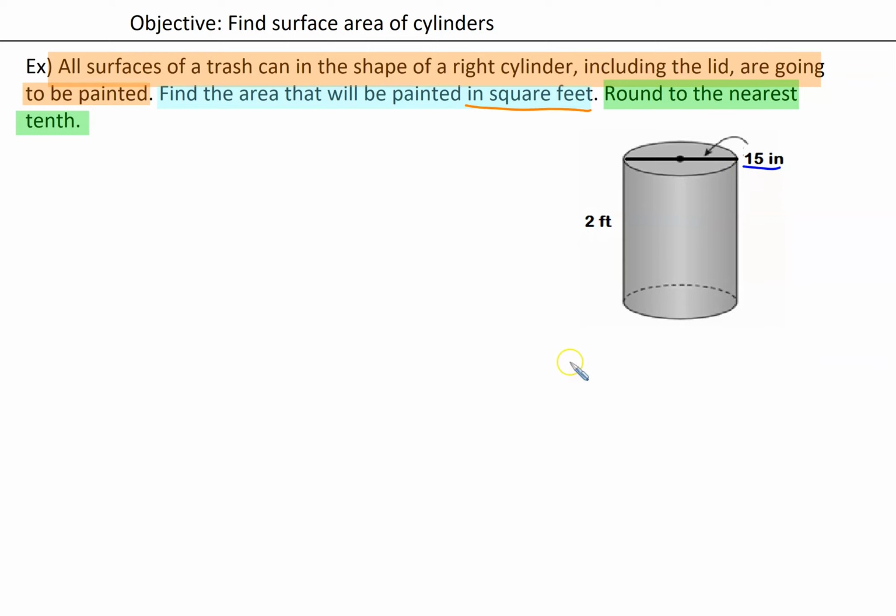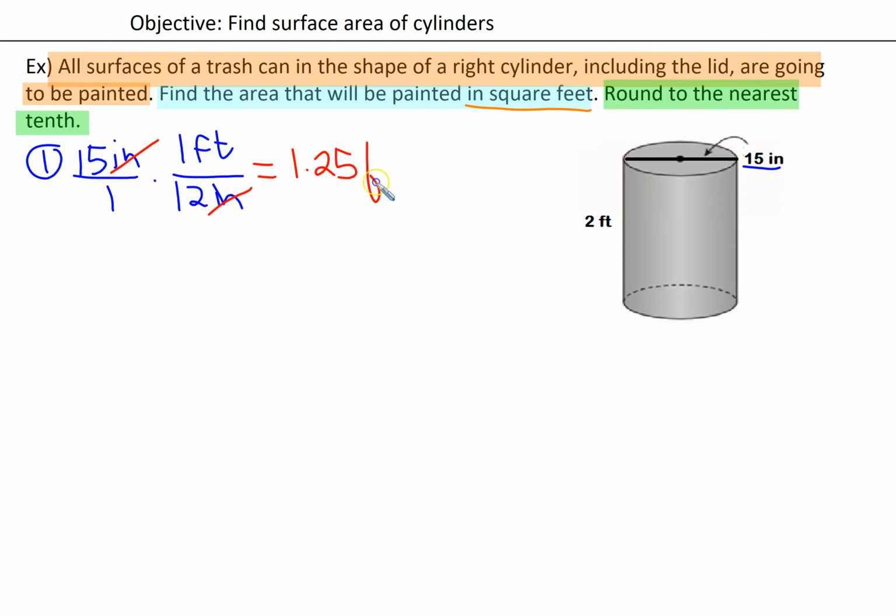So the first thing we're going to do is take that 15 inches, multiply it times our conversion ratio to turn it into feet. We know that 1 foot is equivalent to 12 inches. So our inches cancel. So now we're going to take 15 divided by 12, and that will give us our feet measurement. Here we get 1.25. We do not want to round that to 1.3. That would throw everything off. So we're not going to use that. We're going to use 1.25.